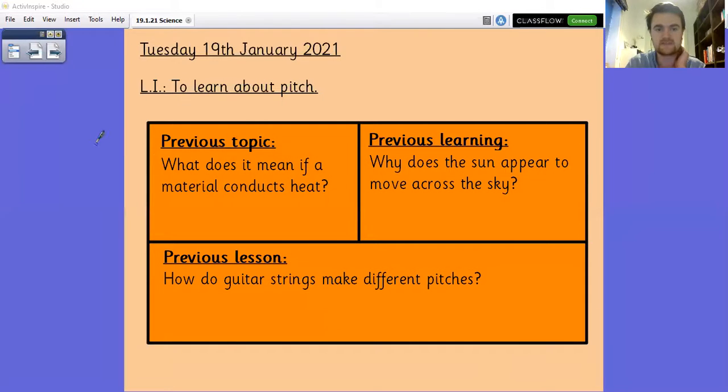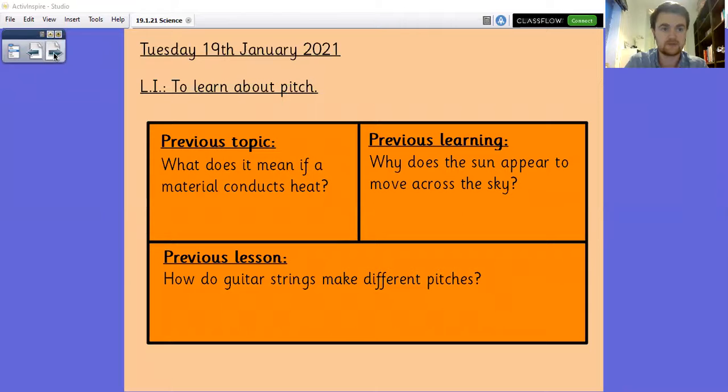What does it mean if a material conducts heat? Think about what the word conductor means, not in the sense of someone at the front of an orchestra. From previous learning, why does the sun appear to move across the sky? That word appear is really important there. And from our last lesson, how do guitar strings make different pitches? If you're on Teams, then go through to the document to fill that in. If you're not on Teams, then have a go at answering those. But please make sure that you're getting yourself on Teams as soon as possible.